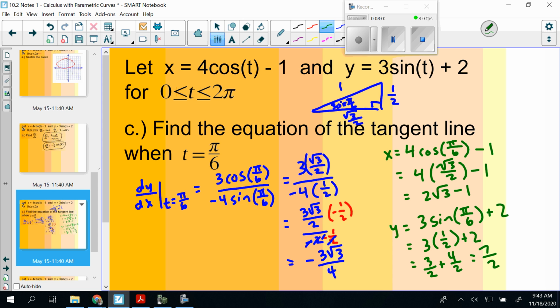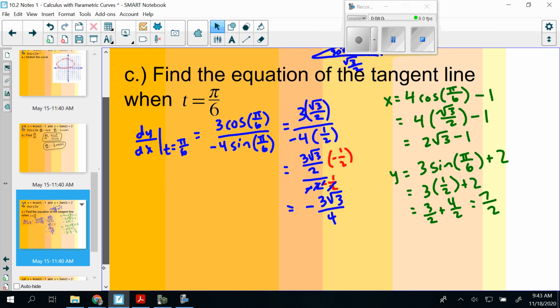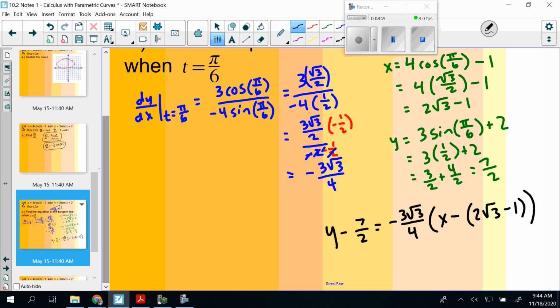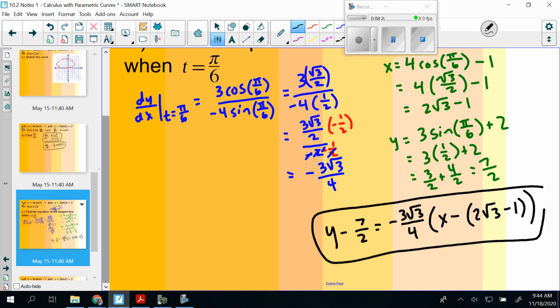All right, so now last step, put this in equation form for the tangent line. So we got y minus, our y value came out to be 7/2 equals, our slope here is -3 square roots of 3 over 4. And then our x value came out to be 2 square roots of 3 minus 1. So that would be the equation of the tangent line.